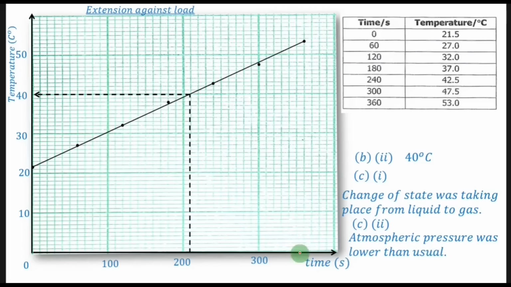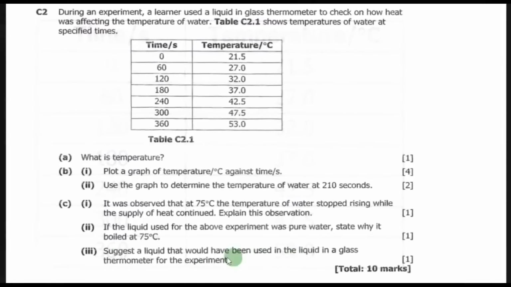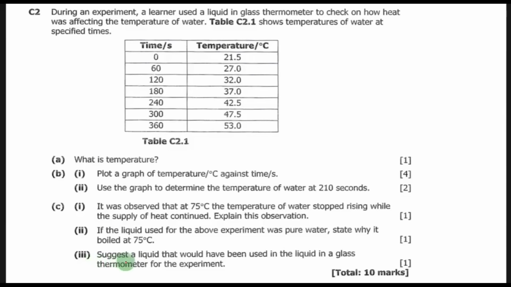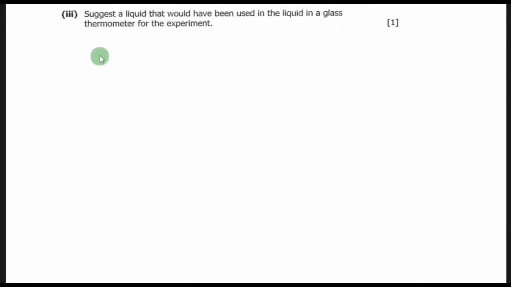All right, so let's go to another question. C3. Suggest a liquid that would have been used in the liquid in glass thermometer for the experiment. So there are two liquids there. We can either use alcohol or mercury.